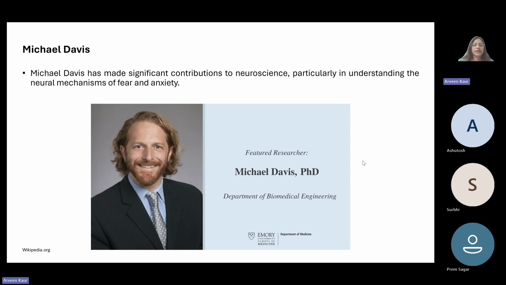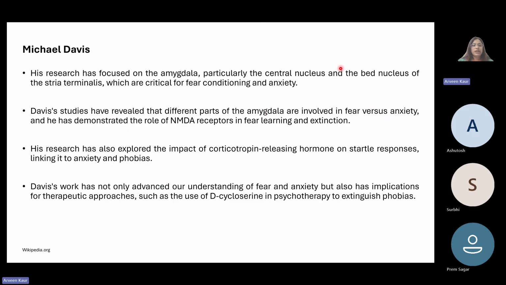Then comes Michael Davis, right? So I have kept this to show you that he's from the Emory Department of Medicine. He has made significant contributions to neuroscience, particularly in the understanding of neural mechanisms of fear and anxiety. There are certain really nice book chapters also written by Michael Davis on this subject. His research has focused on the amygdala again, particularly the central nucleus and the bed nucleus of the stria terminalis, which are critical for fear conditioning and anxiety. Davis' studies have revealed that different parts of the amygdala are involved in fear versus anxiety, and has demonstrated the role of NMDA receptors in fear learning and extinction.